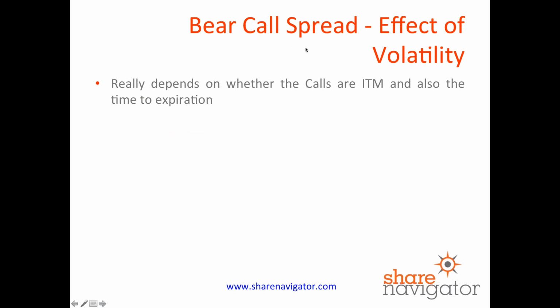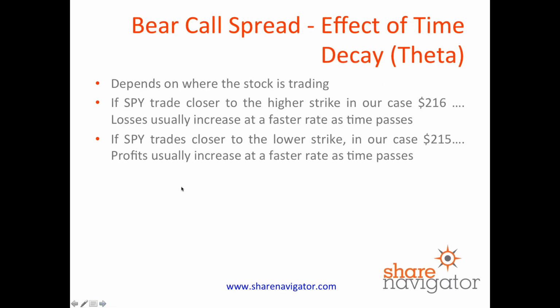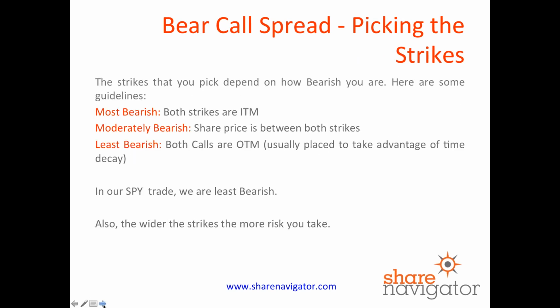And in the bear call spread, the effective volatility really depends on whether the calls are in the money and also their time to expiration. The effective time decay really depends again on where the stock is trading. So if SPY is trading closer to the higher strike, losses usually increase at a faster rate as time passes. If SPY is trading closer to the lower strike, which in our case is 215, profits will increase at a faster rate as time passes.